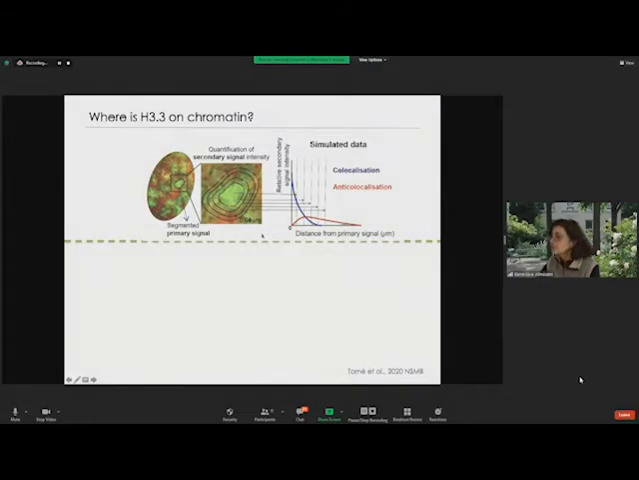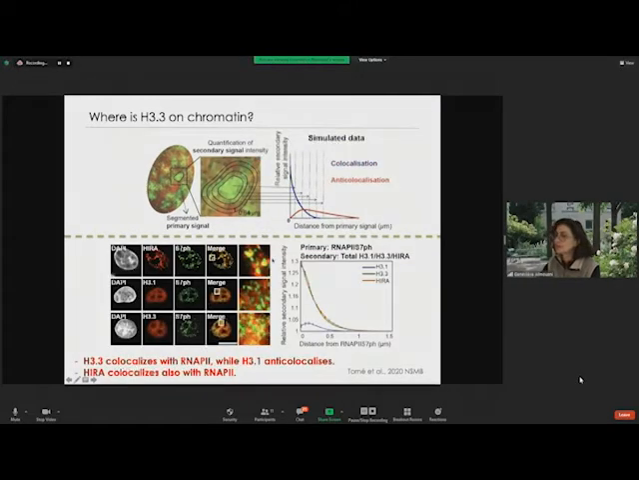So using this approach with a staining for HIRA or H3.1 or H3.3, and then the phosphoserine 7 of polymerase, what we could see is that H3.3 nicely showed colocalization with POL2, while H3.1 did show the pattern of anti-colocalization. And we also saw that there was quite a nice pattern of colocalization for HIRA with POL2.